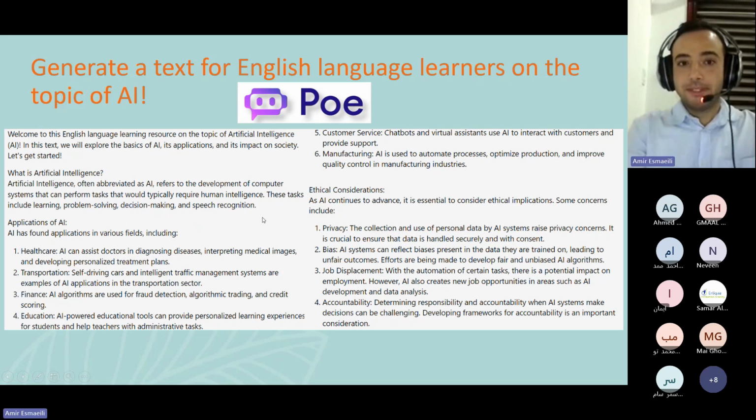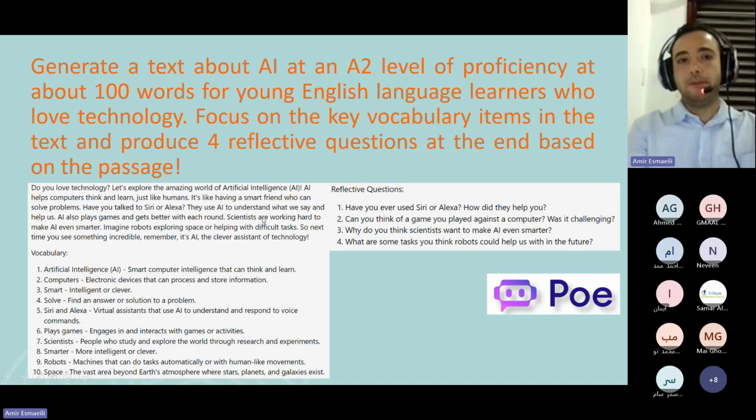To make it more specific, this time I used this prompt. I give you a minute to read my prompt and then take a look at the text that Poe generated. So I stop talking now and I give everyone maybe 1 or 2 minutes to explore everything.